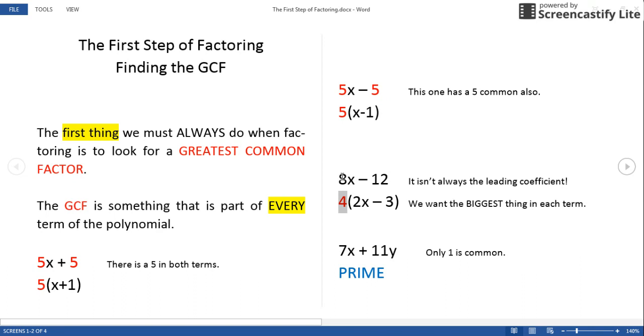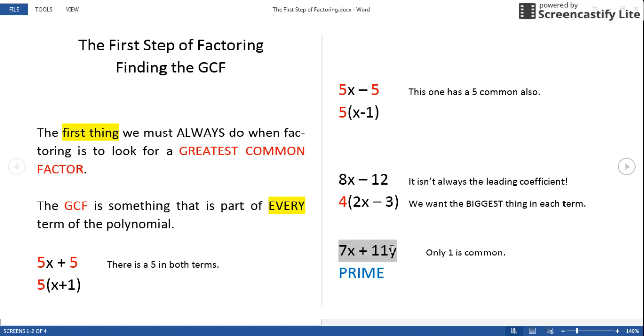Let's divide each term by 4. 8x if you divide by 4 leaves us 2x, and minus 12 if you divide by 4 gives us minus 3. Notice for each of these problems that if I multiply back into the parentheses, I should get back to where we started our problem. 4 times 2x is 8x. 4 times negative 3 is negative 12.